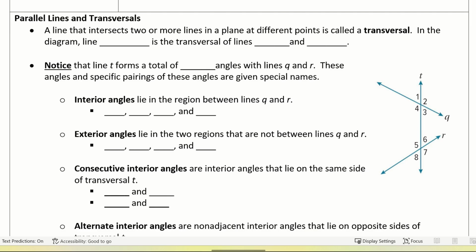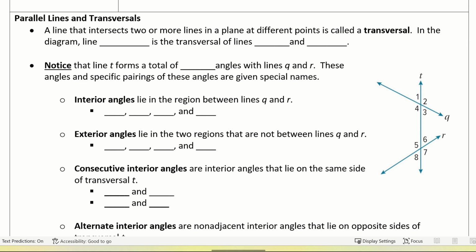So I left this video for the sub to show about parallel lines and transversals. We watched a video yesterday, kind of introducing that. So I just kind of wanted to jump in and have you guys take some notes, and then have a short little assignment at the end.